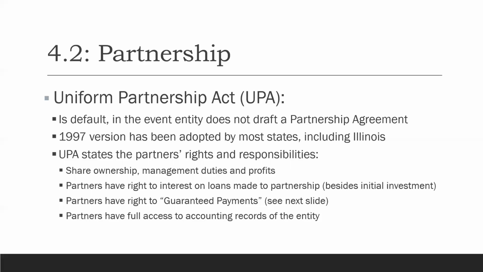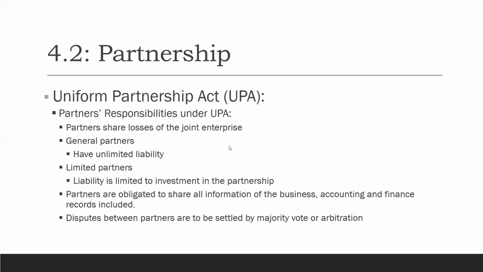So also, actually I lied. The guaranteed payments is 2 slides out. The partner's responsibilities under the UPA, you share the losses. Your general partners have unlimited liability. There's also what's called a limited partner. And a general partnership has to have at least one general partner. It can have an unlimited number of limited partners, and those partners, their liability is limited only to their investment in the partnership. General partners, their personal assets are at risk.